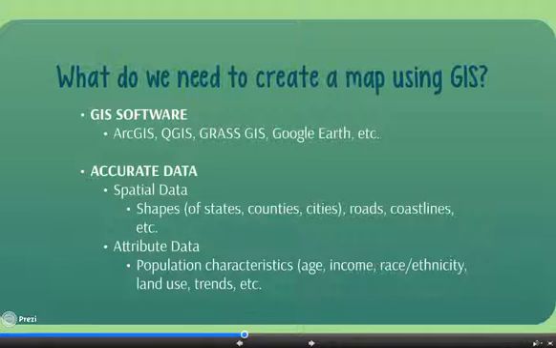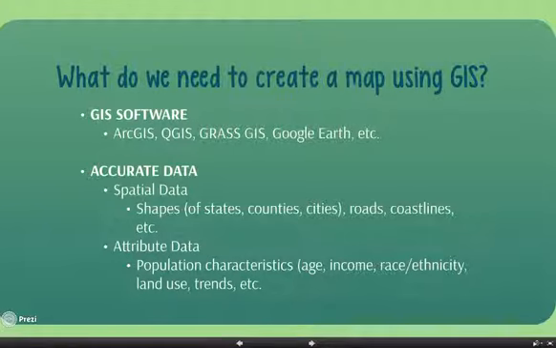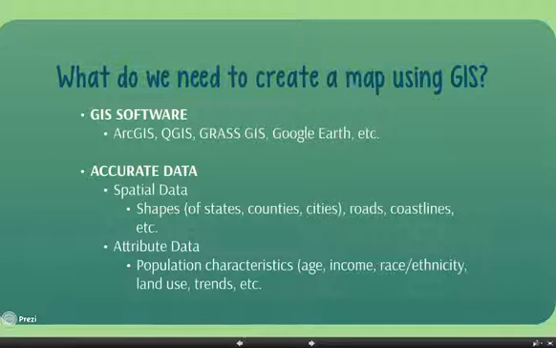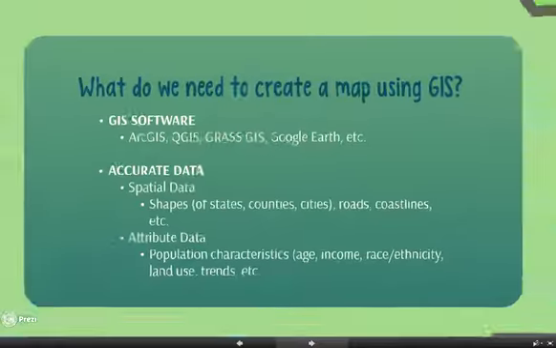The other thing that you need to do maps is data. So you need to get spatial data like the shapes of counties or states or cities, roads, coastlines, etc. And you also need to get attribute data. So this is more the detailed information about that geographical area. So this could be population characteristics, land use, trends, etc.